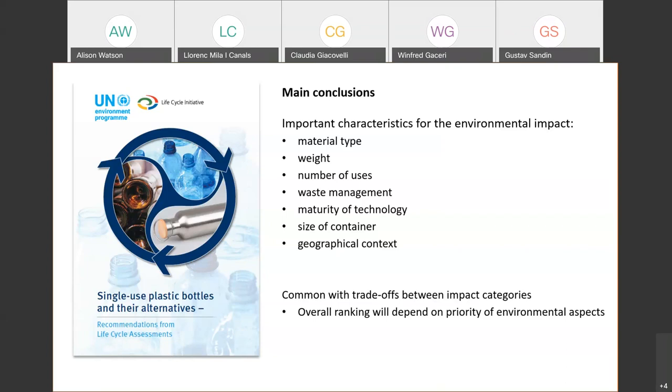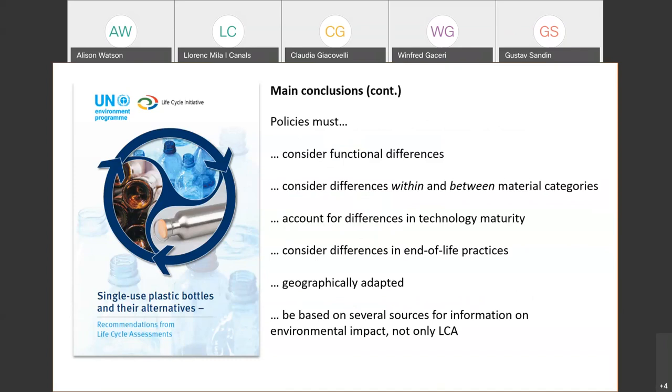So let's continue. To reduce the environmental impact of plastic bottles and their alternatives, policies must consider functional differences. For example, the container's capacity to deliver different kinds of beverages to different customers at different times. Policies must consider differences within and between material categories. They must account for differences in technology maturity. They must consider differences in end-of-life practices, for example, differences in collection, recycling, and reuse rates, which in turn depend on geographical context. And finally, they must be based on several sources of information, not only life cycle assessment, as not all relevant environmental impacts are, in general, covered by LCAs. For example, littering is seldom covered, and impacts of land use, for example on biodiversity, are seldom covered. So you might have to look at other sources of information as well. Please, next slide.